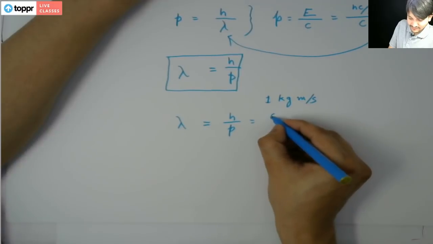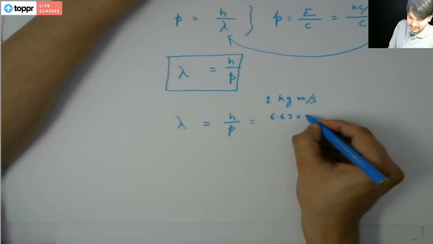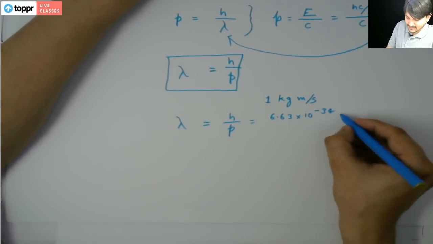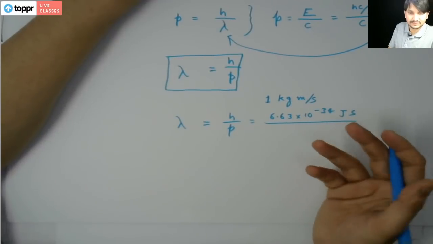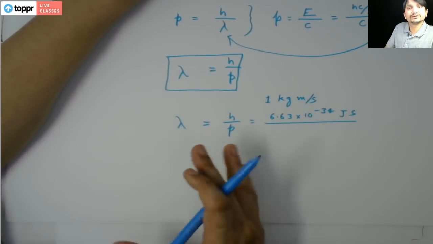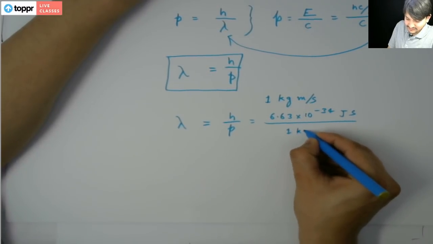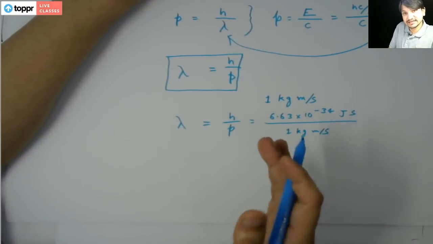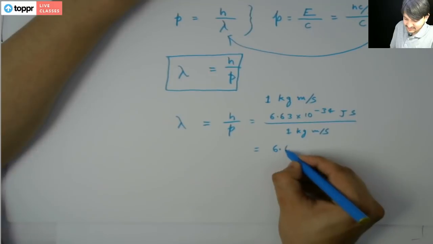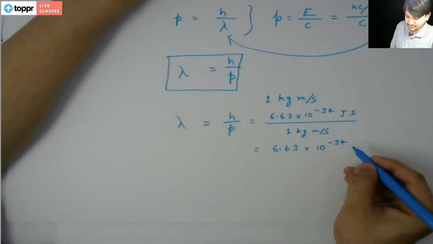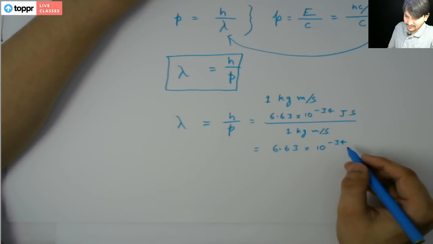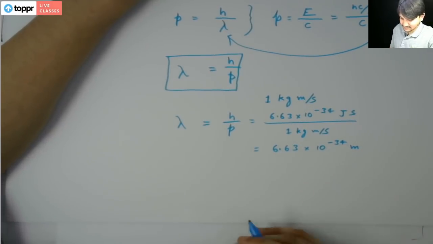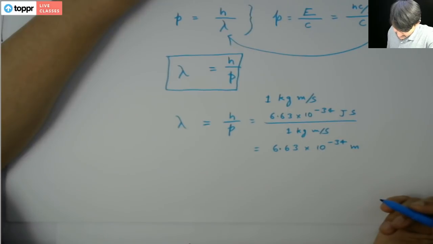We know h equals 6.63 into 10 to the power minus 34 joule second, divided by p. We just said it is 1 kg meter per second. It's a fictitious value; you could have different kinds of values. So in that case, the lambda associated with that motion would be 6.63 into 10 to the power minus 34 joule second divided by 1 kg meter per second. That would be meters, right? Let me see whether it would be meters or something else.